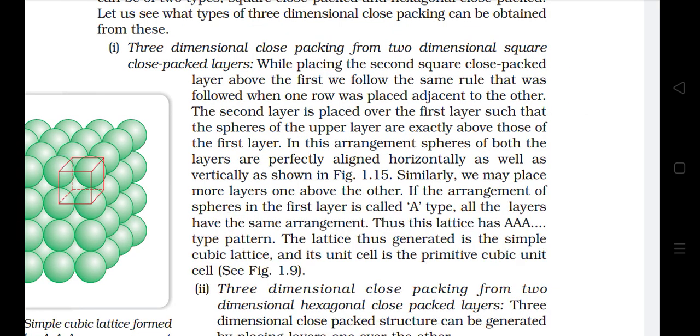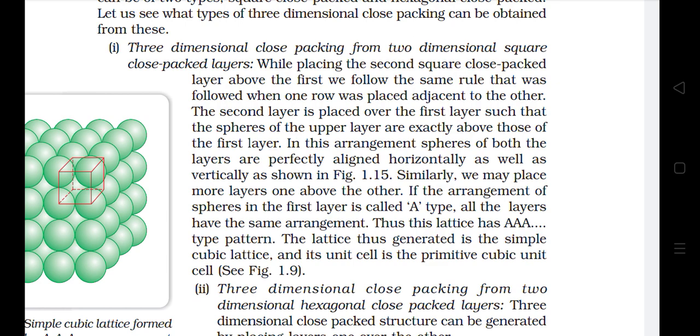3-dimensional close packing from 2-dimensional square close packed layers. While placing the second square close packed layer above the first, we follow the same rule that was followed when one row was placed adjacent to the other. The second layer is placed over the first layer such that the spheres of the upper layer are exactly above those of the first layer. In this arrangement, spheres of both the layers are perfectly aligned horizontally as well as vertically, as shown in figure 1.15. Similarly, we may place more layers one above the other. If the arrangement of spheres in the first layer is called A-type, all the layers have the same arrangement, thus the AAA type pattern. The lattice thus generated is a simple cubic lattice and its unit cell is the primitive cubic unit cell.